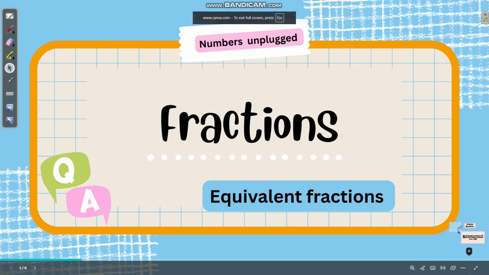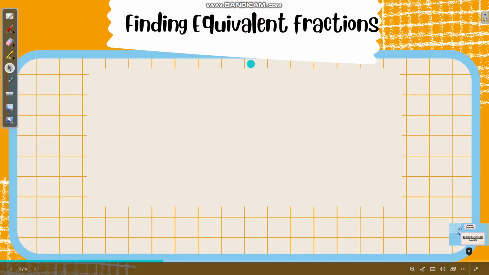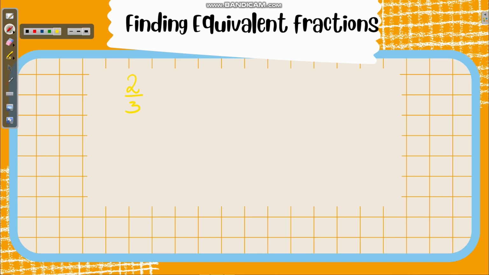to learn about fractions and that too equivalent fractions. So let's see how to find equivalent fractions of a fraction. So let's take one example, 2 upon 3. In order to find equivalent fractions, there are two ways.